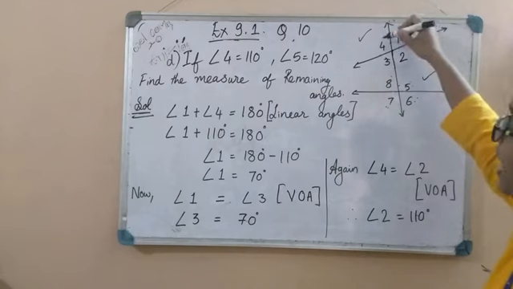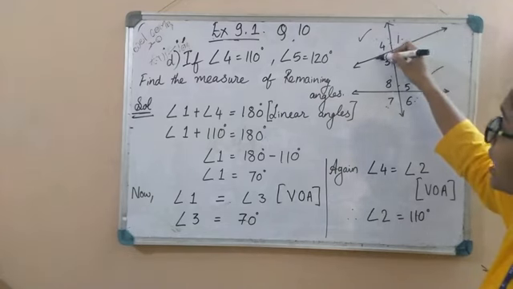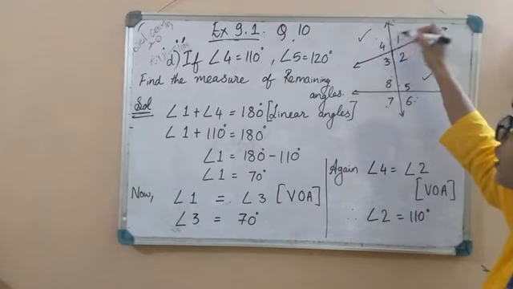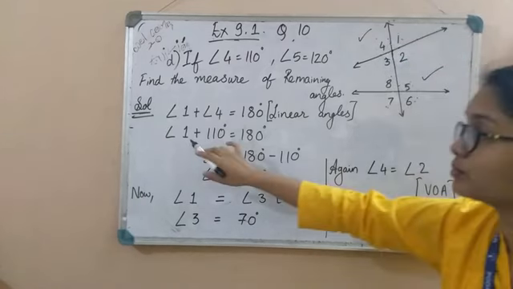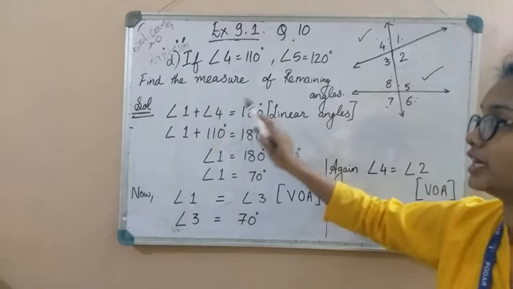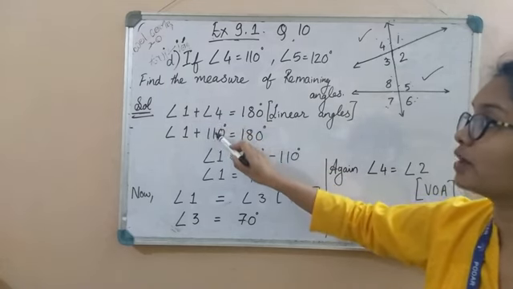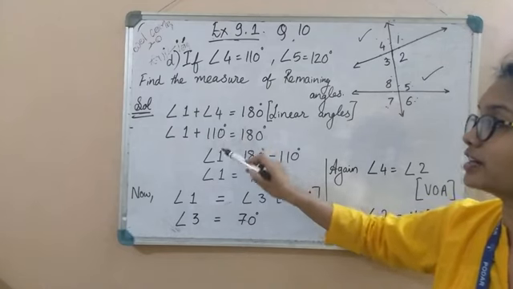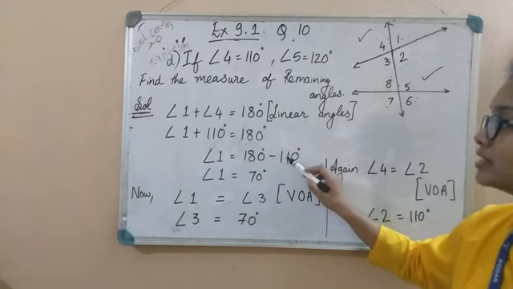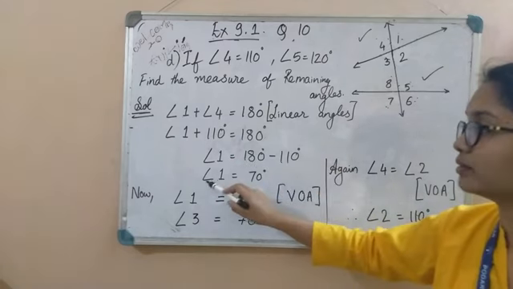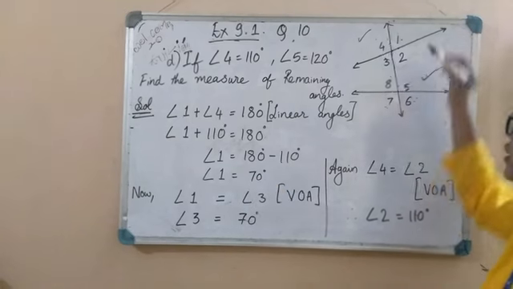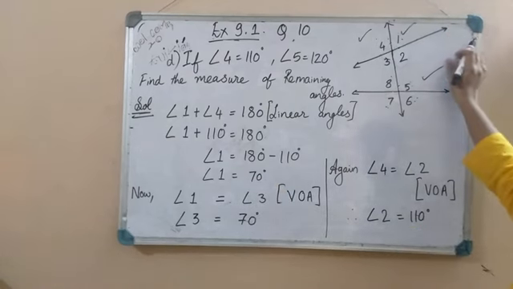How? Angle 1 and angle 4 are linear pair angles. Just now we have solved that the sum of these 2 will be 180. So, angle 1 plus angle 4 equals 180. In place of angle 4, I will write its measure, that is 110. So, angle 1 equals 180 minus 110, so the measure of angle 1 is 70 degrees. So, we get the measure of angle 1.